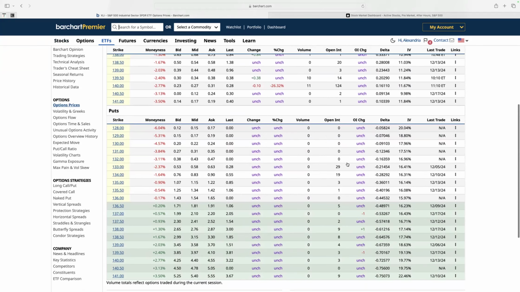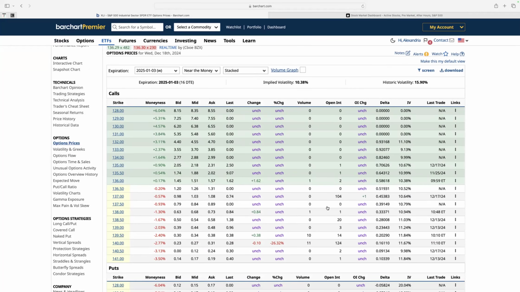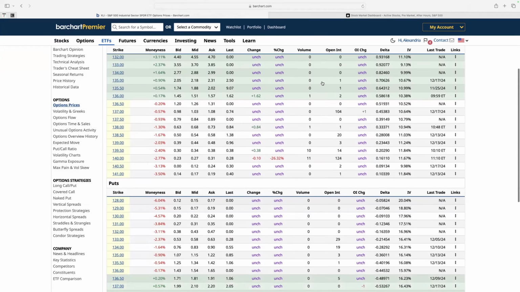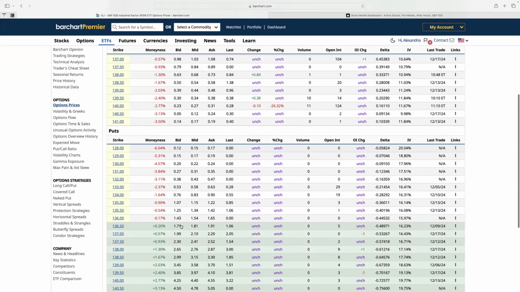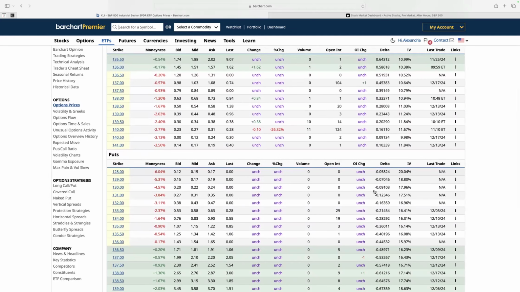Come on down to the puts. And again, this is not the type of stock that you sit here and day trade. Beautiful for swings though, but it doesn't have a lot of volume to try to get in and out on the same day. But we're going to travel down to the puts. And looking at this 128, no volume.